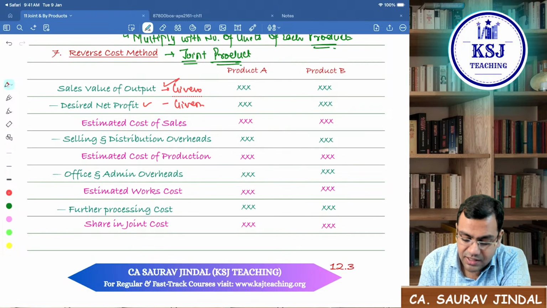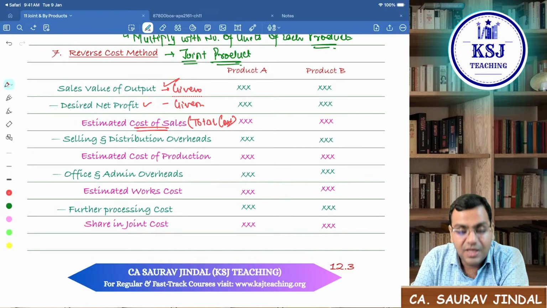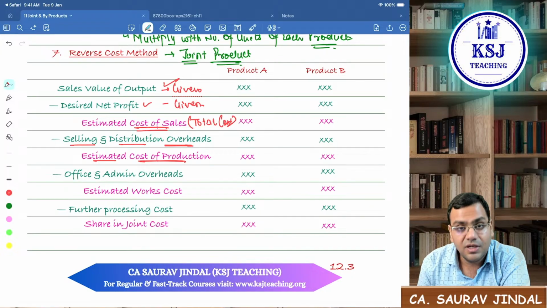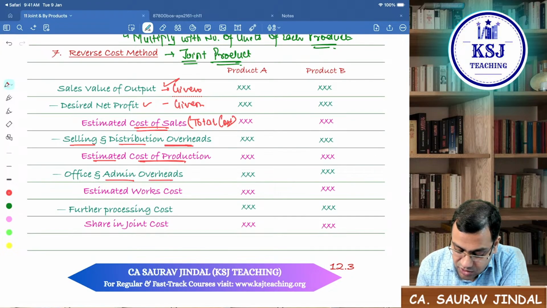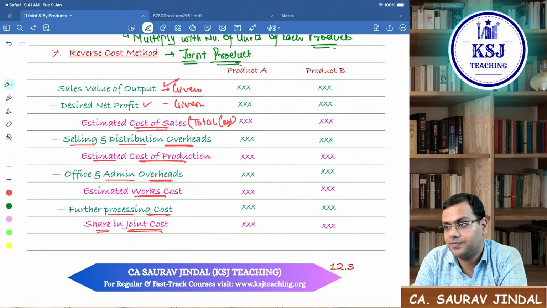So sales minus net profit will give you what? The cost of sales, or we can call it total cost. It will give you the total cost incurred, isn't it? Sales minus profit is your total cost. Out of the total cost, if you subtract your selling and distribution overheads, what do you get? Estimated cost of production. If you subtract your office and administration overheads, what do you get? Estimated works cost. If you subtract the further processing cost, what you get is the share in the joint cost.